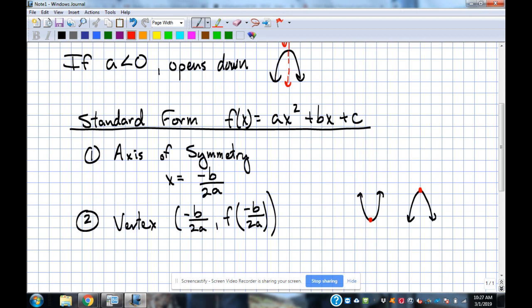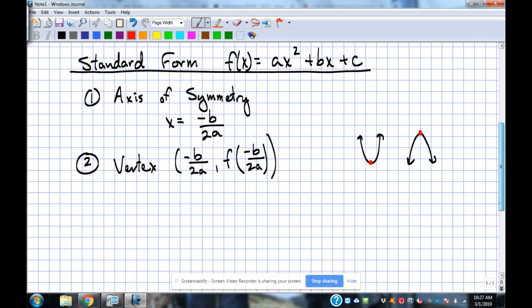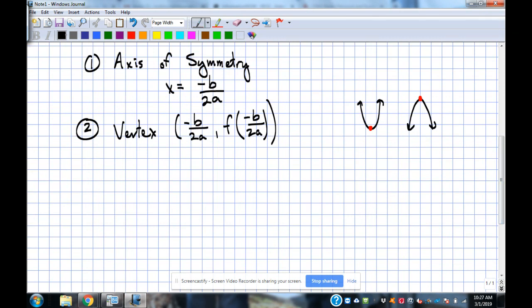All of that's decided by the value of A. If A is positive, we're going to have a minimum because it's going to open up. If A is negative, it's going to open down, so we'll have a maximum right there at the top. So maximums and minimums come from the vertex. That point is the maximum or minimum point of the parabola. Now, one of the things we found when we were solving these quadratics with the last test, we were actually finding the x-intercepts.